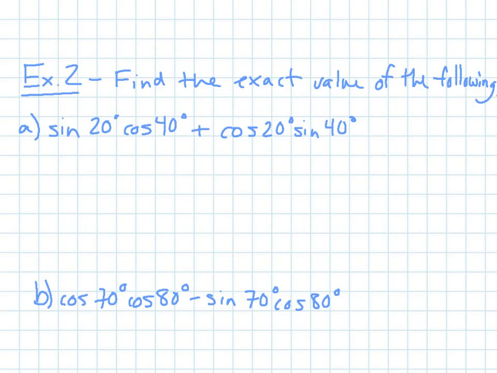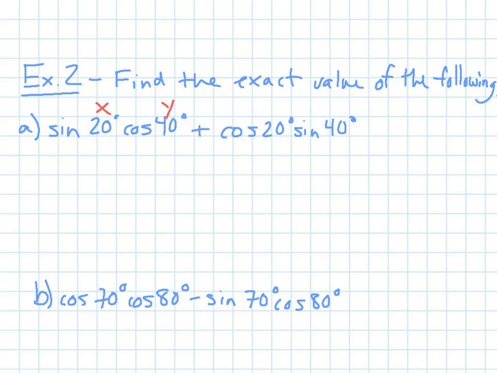So let's find the exact value here. Now, sometimes you're starting out in the subtraction addition formulas already, and then you need to figure out what it was to begin with, and then use your unit circle to figure it out that way. So sine of 20 cosine of 40 plus cosine of 20 sine of 40. Okay. Now here you can easily identify what your two angles are. 20 and 40 are your x and y.